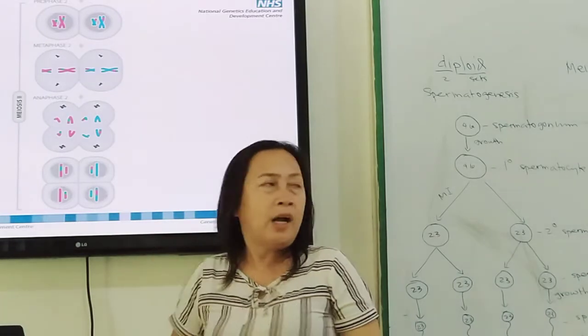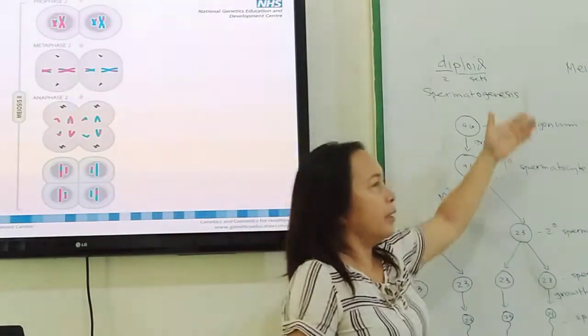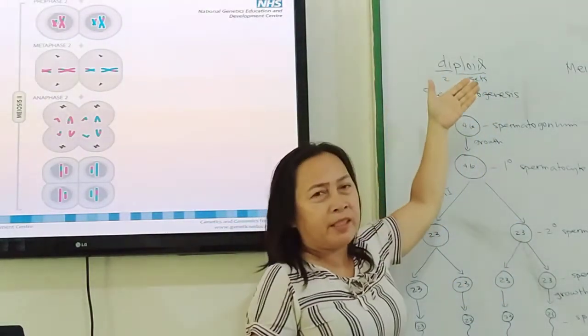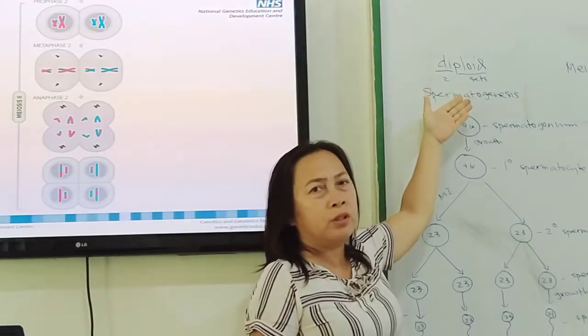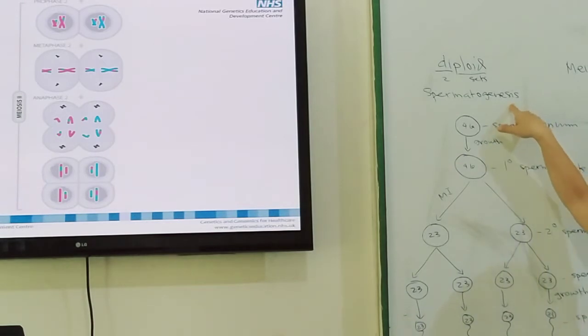Okay? Now, for, say, the production of sperm cells, we term that as spermatogenesis. Yes, spermatogenesis. Genesis means formation. Then, sperma refers to sperm cells. No? Now, where is it from?